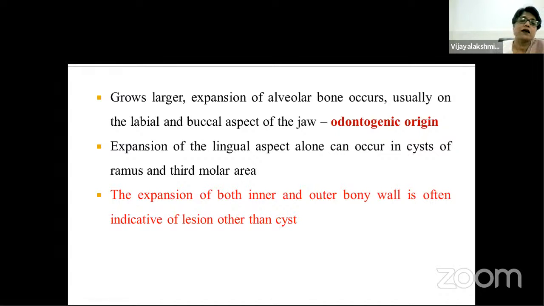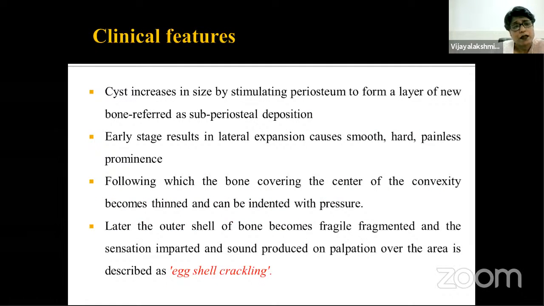And when we see only expansion of the labial and buccal aspect of the jawbones, it indicates odontogenic origin, mainly odontogenic cyst. If expansion is taking place on either side, both buccal and lingual, then it suggests a lesion indicative of something other than odontogenic cyst, especially when we are talking about odontogenic tumors like odontogenic myxomas.